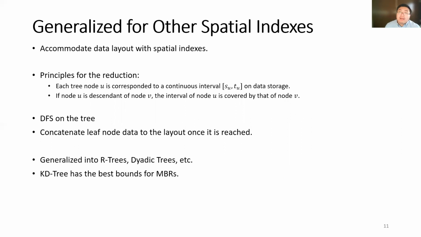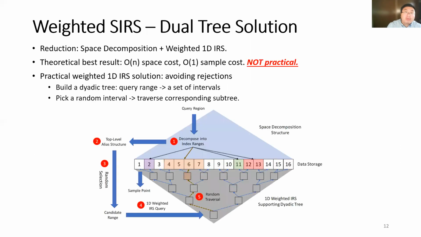With this method, we can generalize our framework to R-trees, quadtrees, or whatever spatial index that you want. But still, we have the KD tree as the best bounds for query regions as MBRs, which is guaranteed by information theory. So now we know how to do this for uniform SRS problems. Now let's look at the weighted SRS problem. We can use the same reduction.